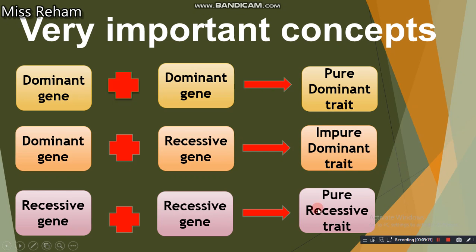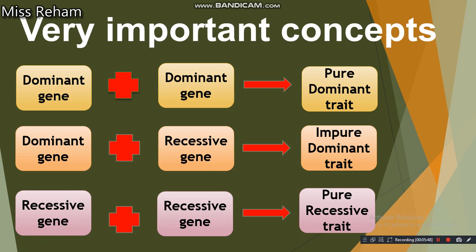Recessive trait must be produced from aggregation between recessive gene and recessive gene. But during aggregation between dominant gene and recessive gene, this produces dominant trait, not recessive trait. But here is impure dominant trait, as it has a recessive gene here, one recessive gene. Pay attention again.